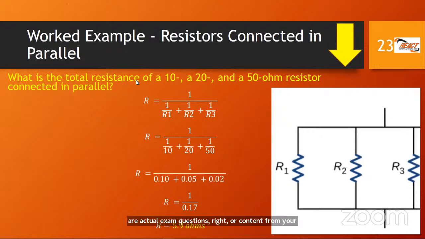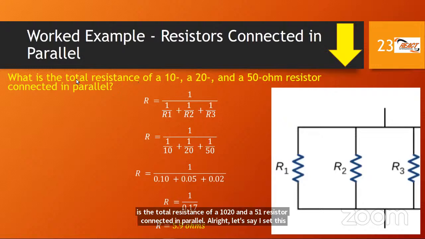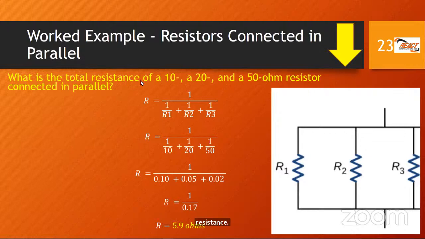What is the total resistance of a 10, a 20, and a 50 ohm resistor connected in parallel? All right, let's dissect this question. What are they asking us? They're asking us to calculate the total resistance. So the answer is going to be something ohms, because resistance is given in ohms. And of what? Well, it's resistors. How many of them? They have given us 3 resistors. R1 is 10, R2 is 20, and R3 is 50.